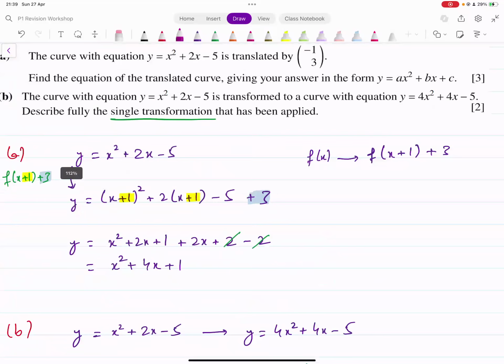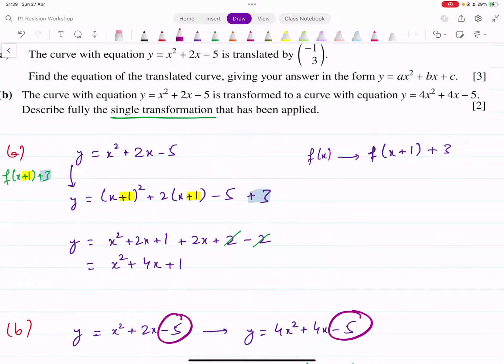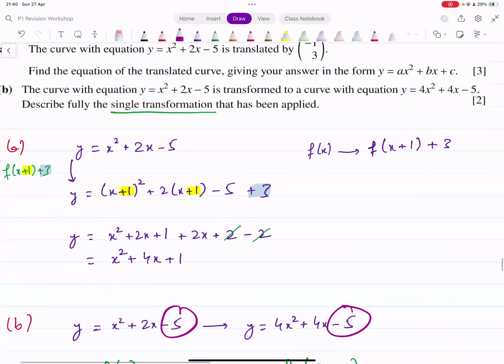Minus 5, minus 5. The constant is not changing. That's remaining the same. That means if anything was applying to the whole function, then this constant would also change. This is not changing. So this is not a vertical transformation, right? Because in a vertical transformation, the whole function changes. In this case, minus 5 is remaining the same. So that means it has to be a horizontal transformation.